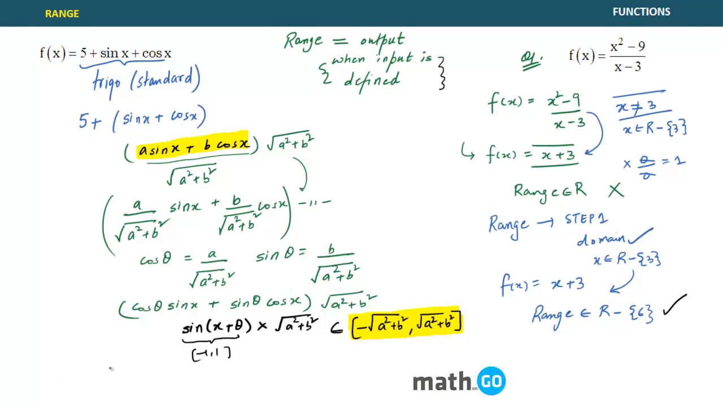Now the role of a and b in our particular question: here a is 1, b is also 1. So the range of sin x plus cos x will be from minus root 2 to root 2, and you are adding 5 to this, right? So add 5 on both sides. The answer will become 5 minus root 2 up to 5 plus root 2. This is the answer we are looking for. That's it. This is how you solve these kinds of questions. Very important.